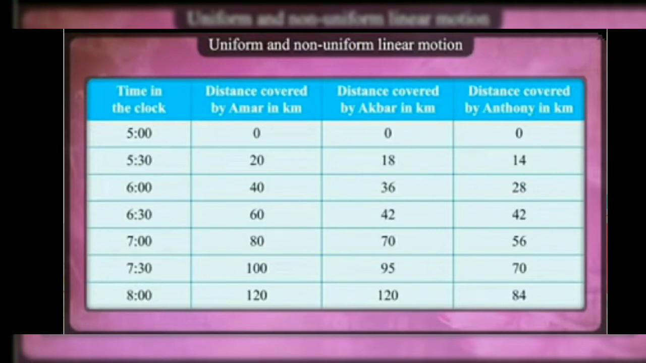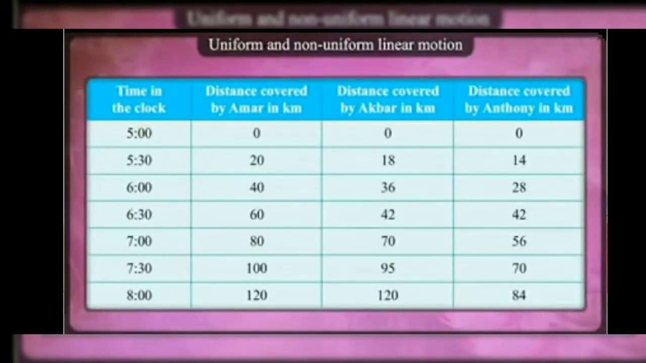Now at 5:30, the distance covered by Amar is 20 kilometers, by Akbar it is 18 and by Anthony it is 14. After another half an hour, at 6 o'clock, Amar has covered 40 kilometers, Akbar 36 kilometers and Anthony 28 kilometers. So children, you will observe that there is an equal time interval of 30 minutes.